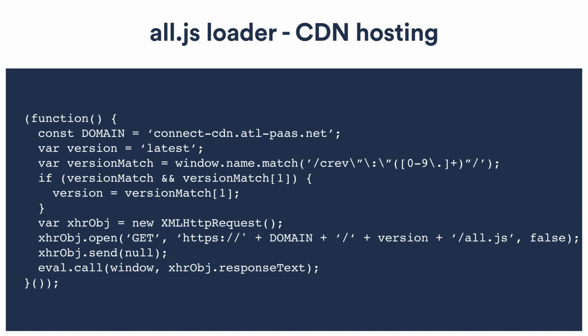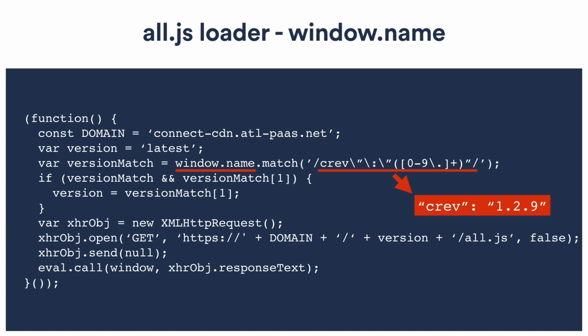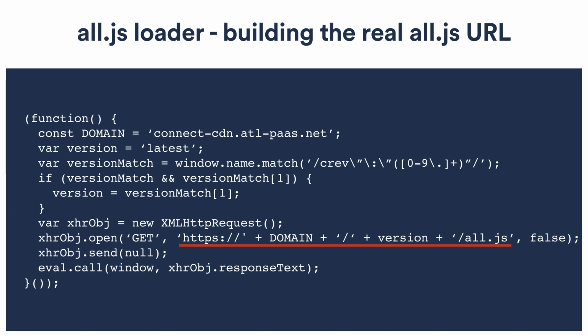I was told never to present a wall of code on any slides, but hey, this is the advanced track, right? This is the all.js loader script. The constant at the top identifies the domain hosting all.js. Amazon CloudFront and S3 are used for hosting. Notice the use of window.name to find a parameter called crev, followed by a version. The version after the crev field identifies the version of all.js to load. The domain and version are merged together to form the full URL of the real all.js to load.